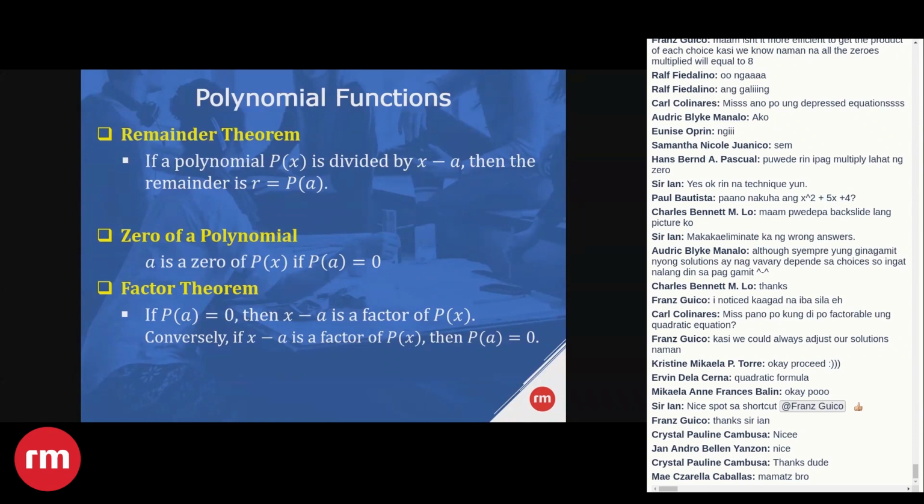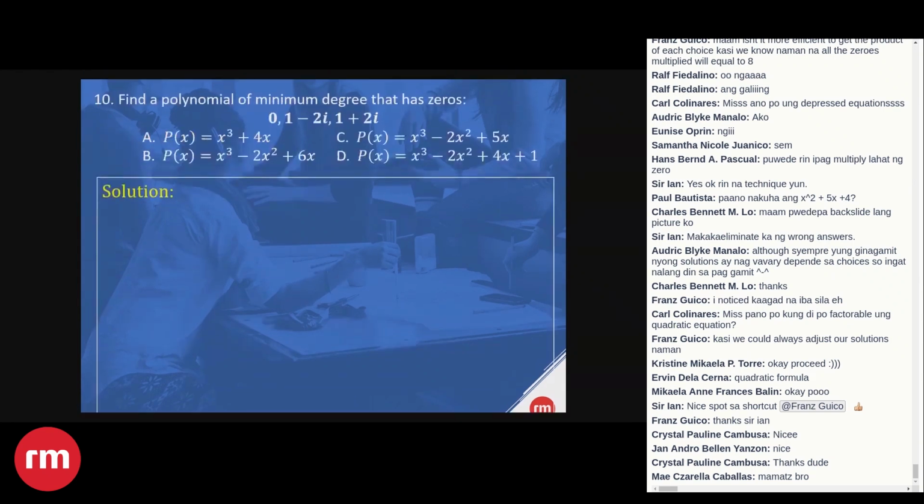So by the way, pag sinabi nating factor, those are terms that will divide the polynomial. Ibig sabihin ng divide, kapag dinivide mo si polynomial ng divisor na yon, ang remainder ay 0. So for example, kapag 6, ang factors niya ay 1, positive, negative 1, positive, negative 2, 3, at 6. Kasi pag dinivide mo si 6 with those numbers, you will get a 0 remainder. So ganun din yung idea pagdating sa polynomials.